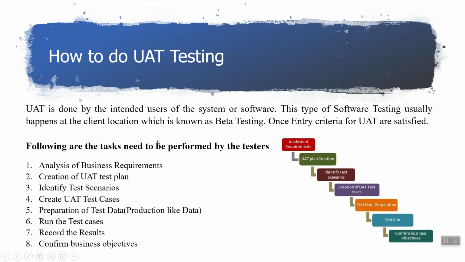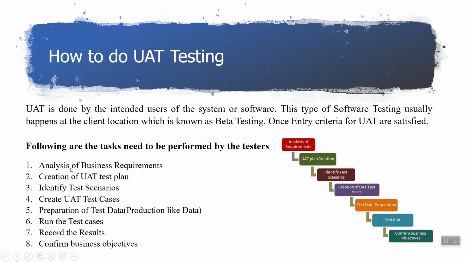Next is how do we do UAT testing? So UAT is done by the intended users of the system or software. This type of software testing usually happens at the client location, which is known as beta testing. Once the entry criteria for the UAT is satisfied, we perform the following tasks by the tester for the UAT testing.